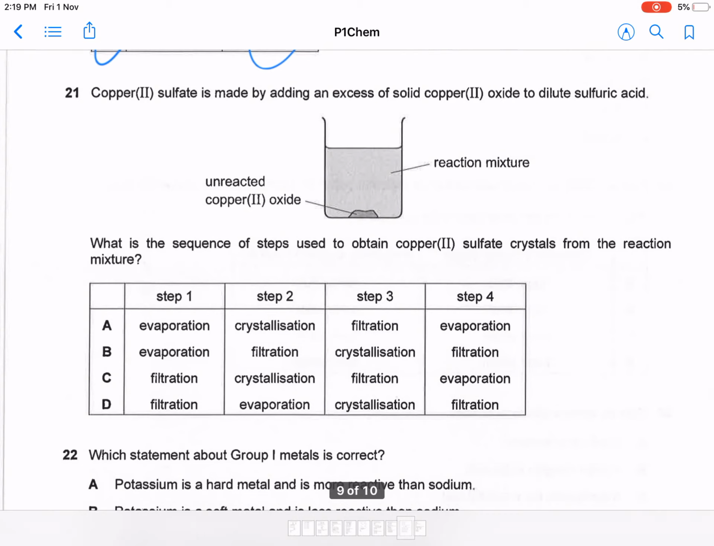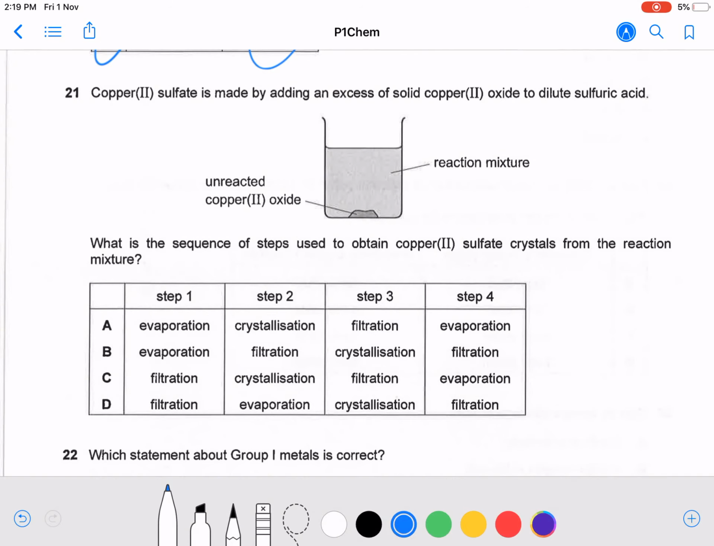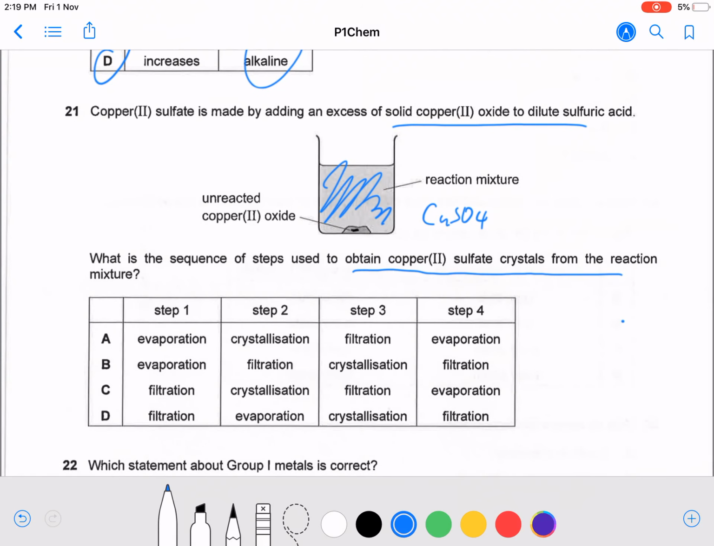21. Copper 2 sulfate is made by adding an excess of solid copper oxide to this. So if it's already in here, this is due to sulfuric acid. So this is going to turn blue, isn't it? Because it's going to make copper sulfate, CuSO4. So how do we obtain copper sulfate crystals? First of all we're going to have to evaporate the water out to get the crystals, so it's not C and it's not D. Once we've evaporated the liquid, can we crystallize? It does crystallize, yes it does. Filter, there's nothing to filter because all the water has gone, so the answer must be A.